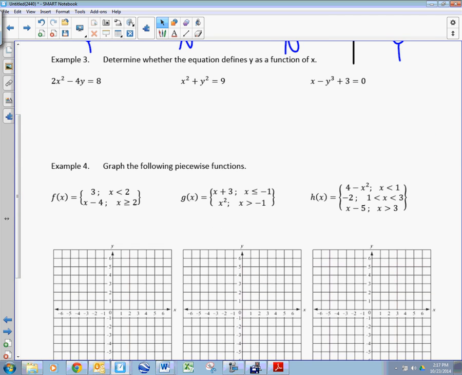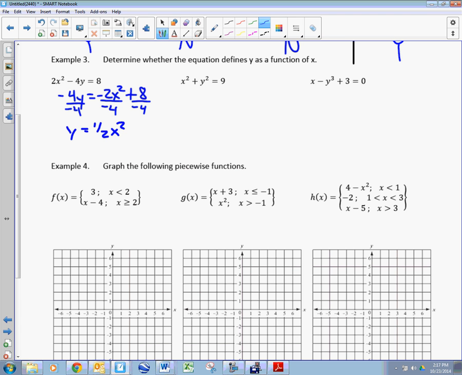You can also examine functions from an analytical standpoint, meaning we are going to look at the algebra. We're going to solve for y and determine whether or not we get one solution or two solutions. So it says determine whether the equation satisfies or defines y as a function of x. And so we are going to do some algebra here as opposed to looking at the graph. I'm going to solve for y. Negative 4y equals negative 2x squared plus 8. Divide by negative 4. Y is 1/2 x squared minus 2.